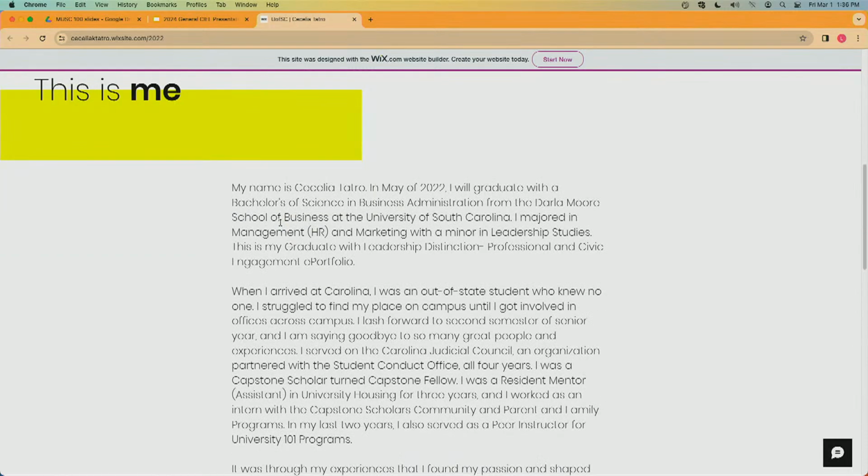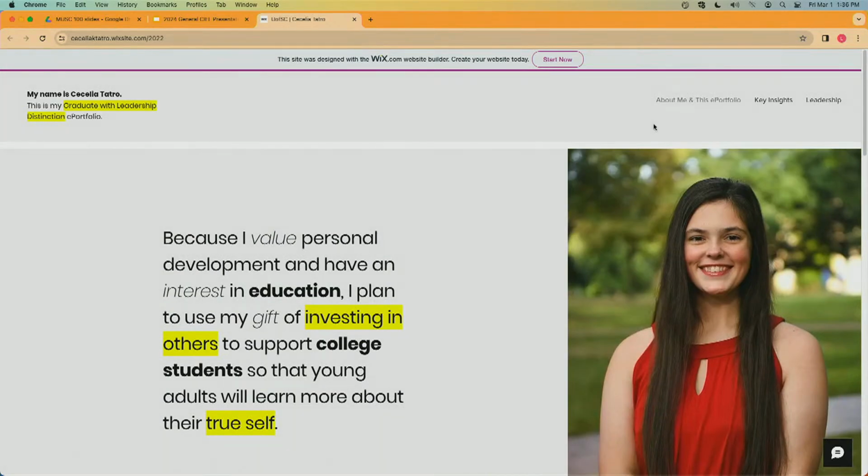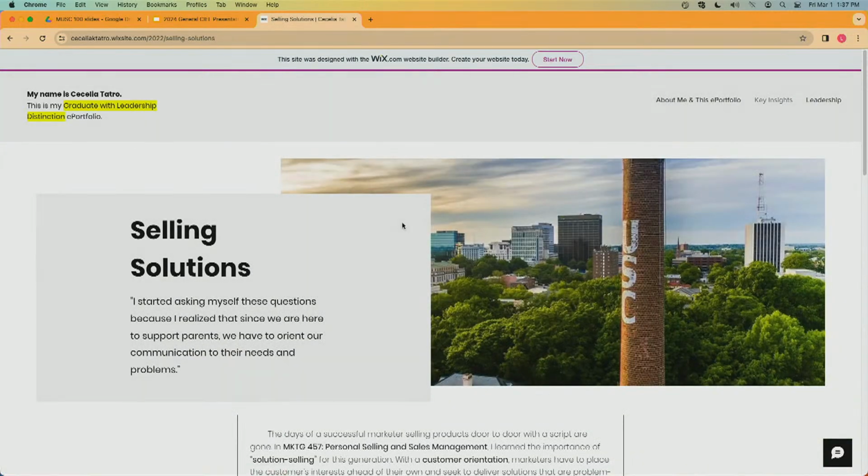The first piece is this About Me section. And you don't have to read it, just know it's kind of like it sounds. You talk about yourself. You talk about your major and your experiences while you've been at college and where you're headed after graduation. And then you do some reflection. So we call these reflective essays key insights. Like, what are the insights that you can glean from your experiences and putting them together and making connections?